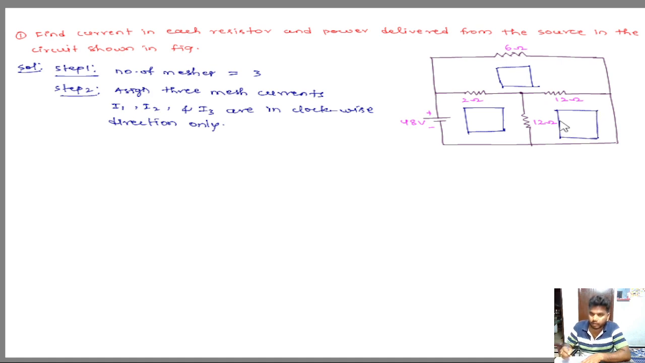And the current in the mesh is I1. This is I1, this is I2, this is I3. Three mesh currents. This is the direction of current in the mesh. Mention the direction also, it is very, very important. These are the three mesh currents. Step 2 completed. Next, step 3.